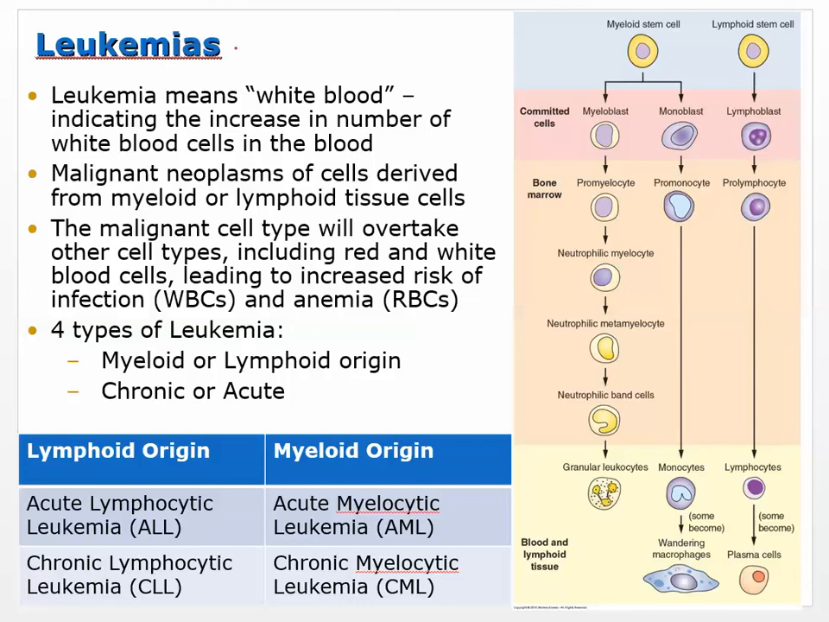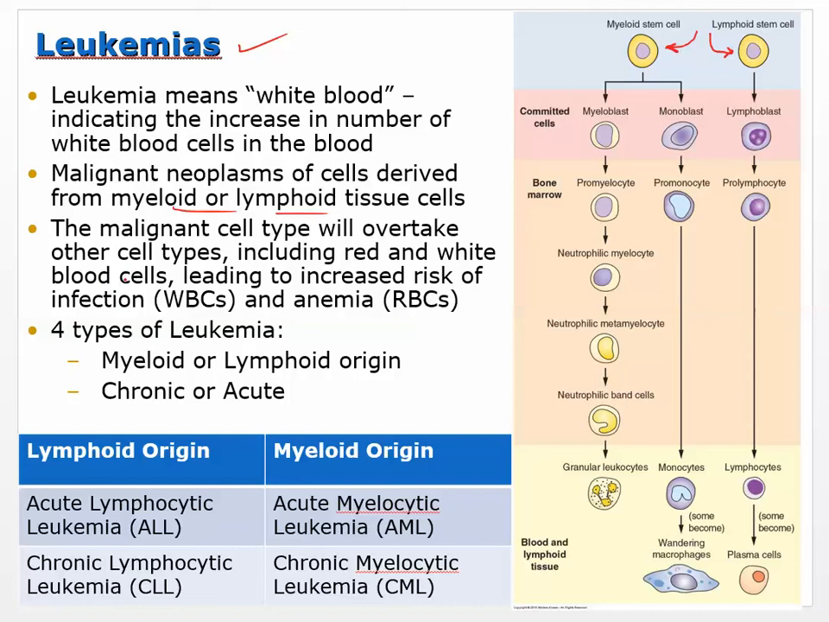So leukemia, the word leuko means white, and emia means of the blood. So that means white blood, indicating an increase in number of white blood cells in the blood. Malignant neoplasms of cells derived from myeloid or lymphoid. We are already kind of going with that idea that we have the lymphoid line and the myeloid line the other way, and that's how we're categorizing them.